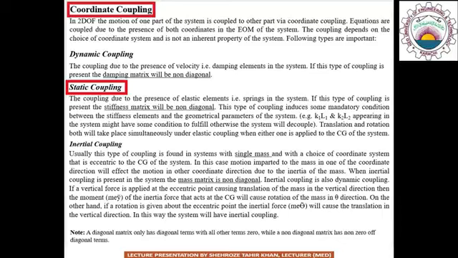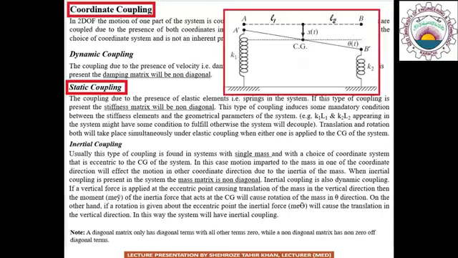For example, if we have a system consisting of a rigid bar which is pivoted about its center point, and at both ends we have two stiffness elements K1 and K2, and the distance of stiffness element K1 from the pivot point is L1, and the distance of stiffness element K2 from the pivot point is L2.